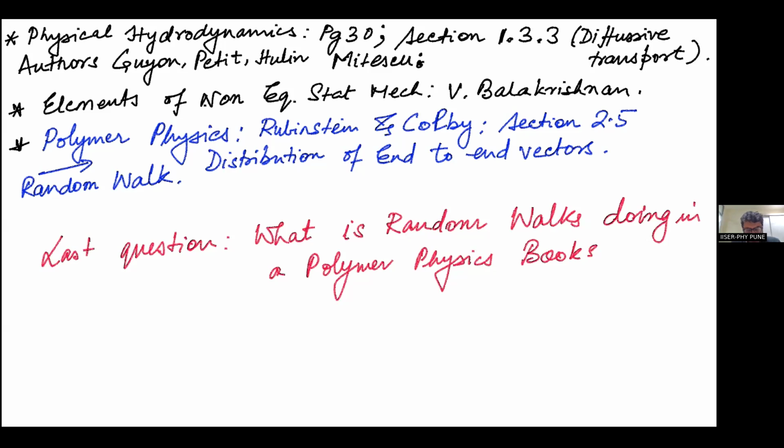The last question, what you should think about — actually, I have a small discussion on the next page, but I'm too tired — is why are random walks? What are random walks? As I said, the random walk derivation I took from a polymer physics book. What is a random walk doing in a polymer physics book? Polymers is something which you don't really associate a random walk with, right?